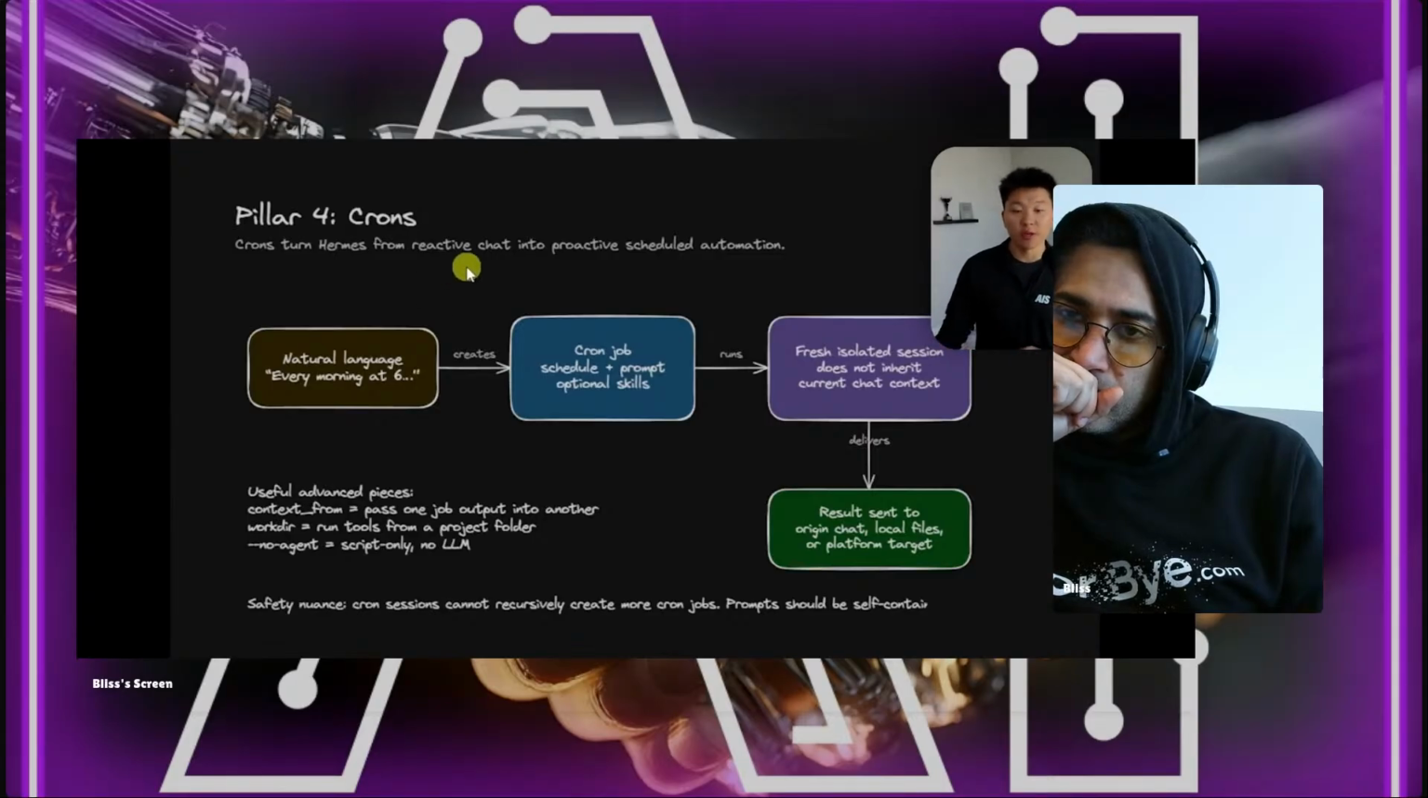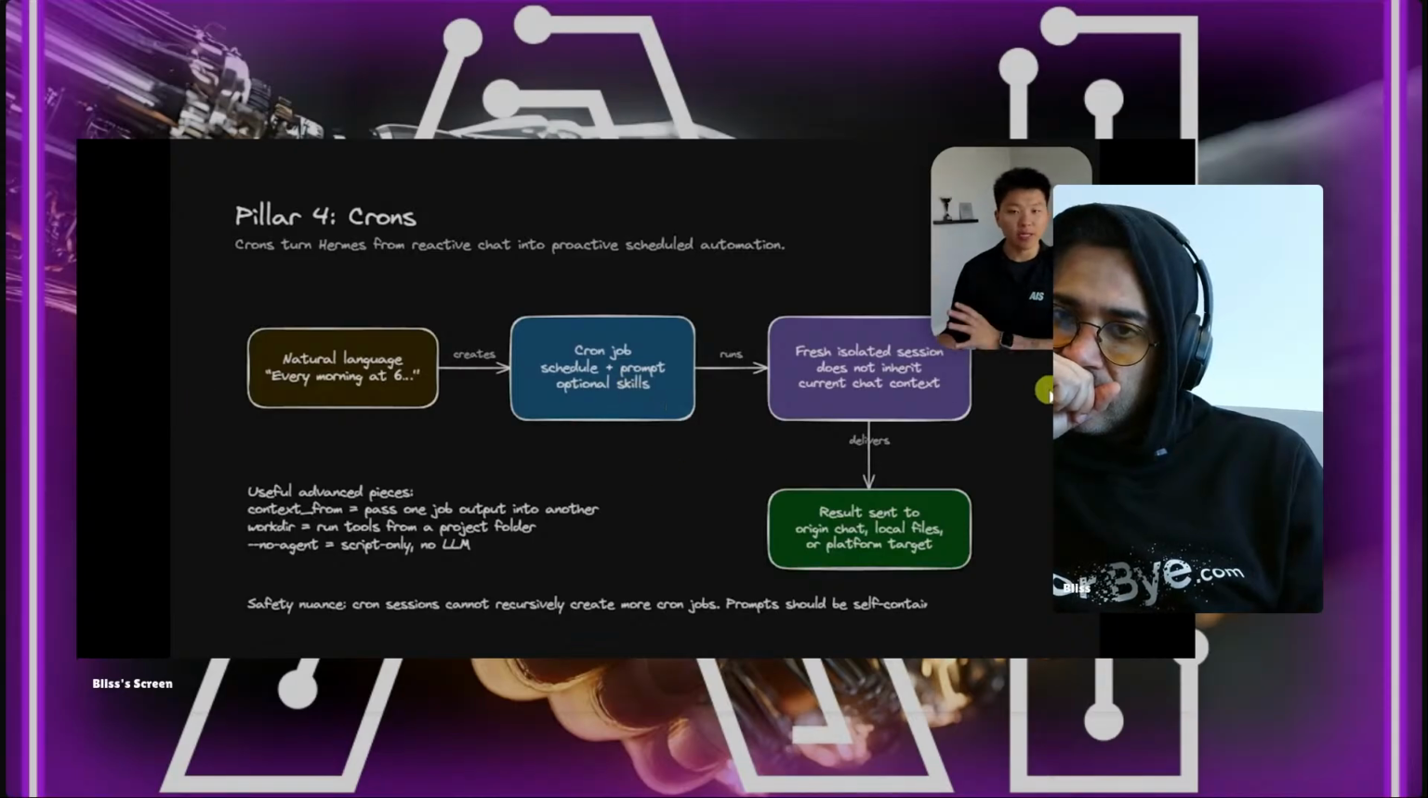So crons turn Hermes from reactive into a proactive scheduled automation. And you're still getting that full agentic loop if you want it. So you can say in natural language, hey, every morning at 6 a.m., I want you to do X, Y, and Z. It will go ahead and use a skill and use its tools to create that cron job. And then when that time hits, it will basically invoke a fresh isolated session. It doesn't inherit any of the context that you're currently having that conversation about. And then it will just run that skill. After that happens, it will send that result back to the original chat, and it will maybe update any local files or do whatever it needs to do based on the skill requirements.